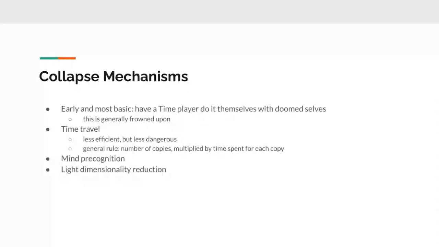So the general rule here is the number of copies multiplied by time spent for each copy, because if you do something for 10 seconds and it requires 2 people and you time travel back to the beginning to do it for 10 seconds again, you just spent 20 seconds. You wasted 20 seconds. It's not like, oh, it's only 10 seconds. No, for you in relative time, it's 20.